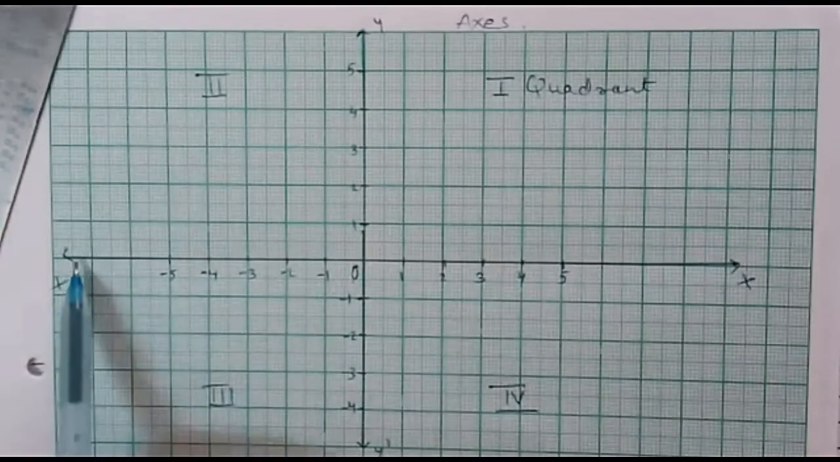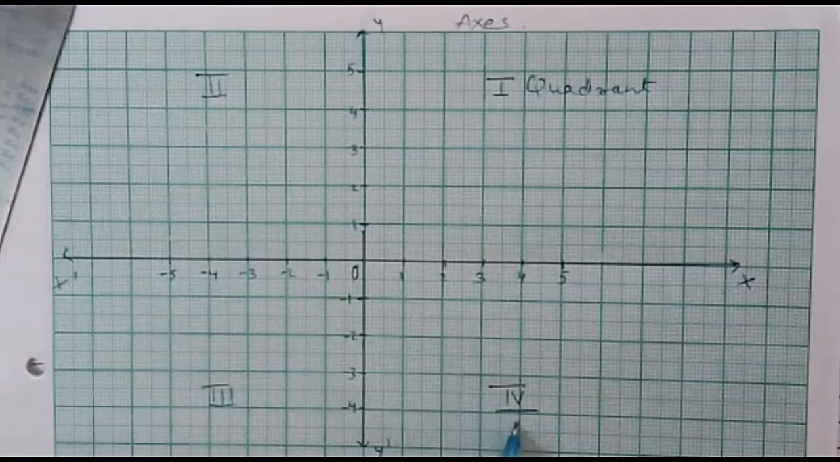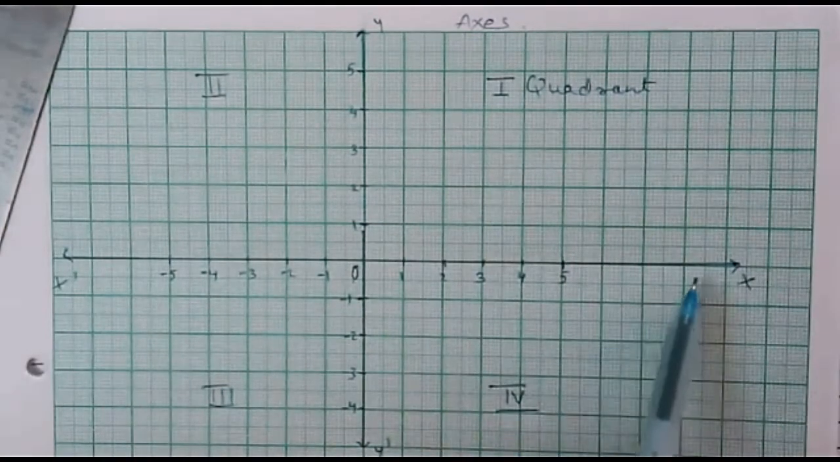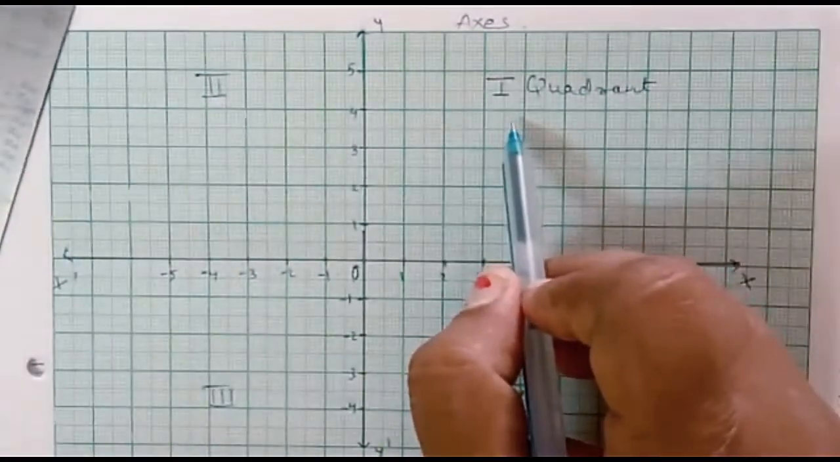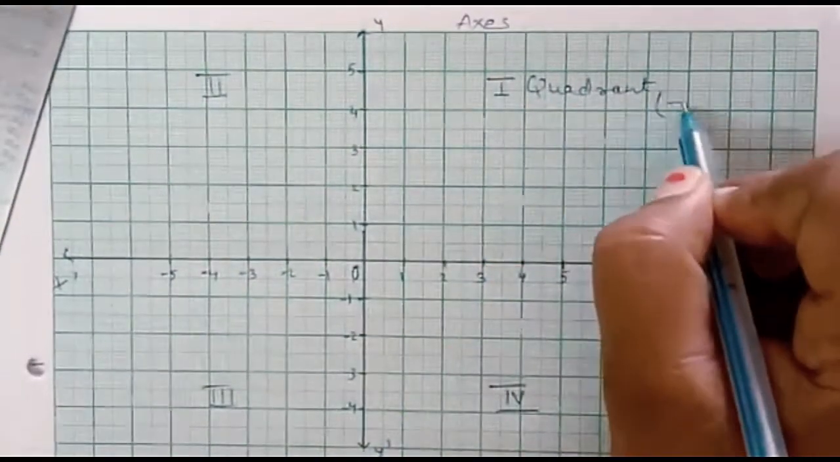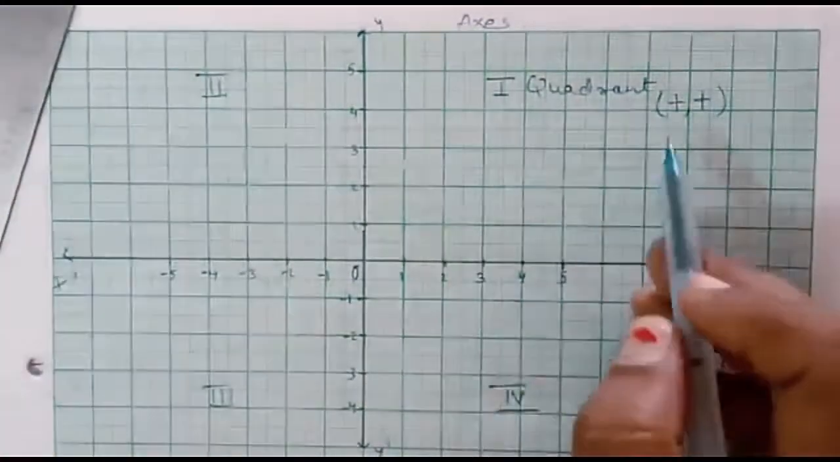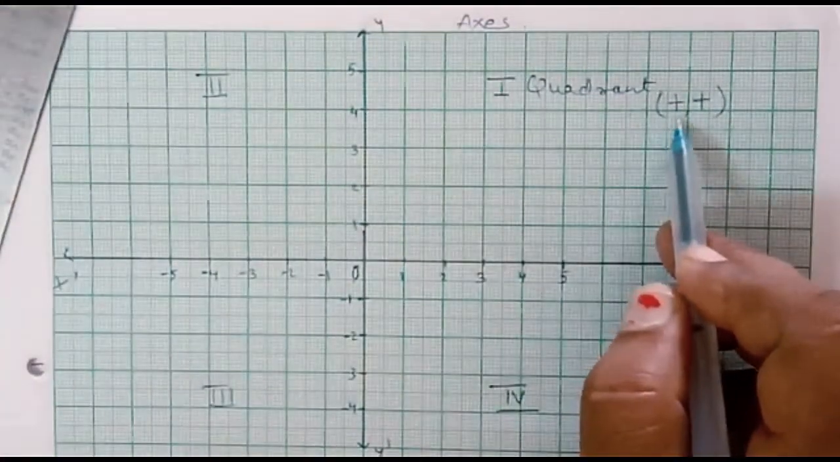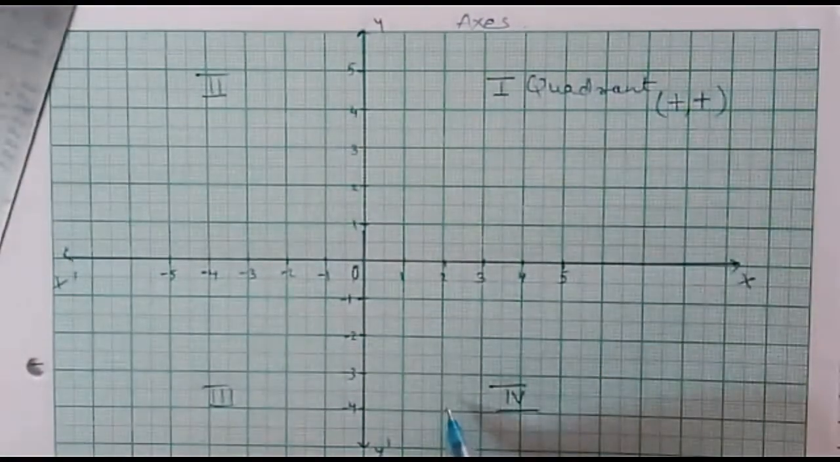Third quadrant is interior of angle X'OY'. And the fourth quadrant is interior of angle XOY'. In the first quadrant, we have the sign convention as plus, plus. This means the x coordinate is positive as well as the y coordinate. That means if you have a number (3, 4), right?